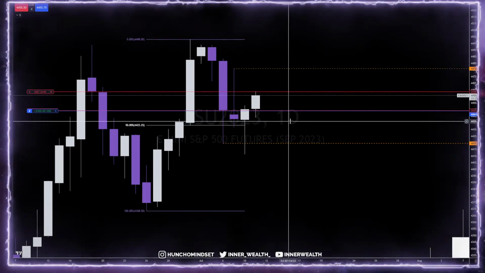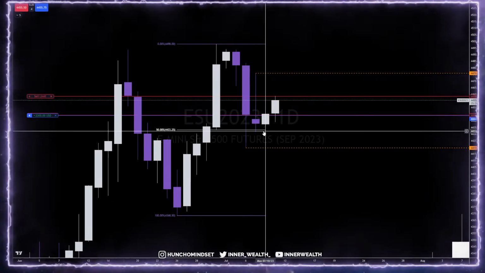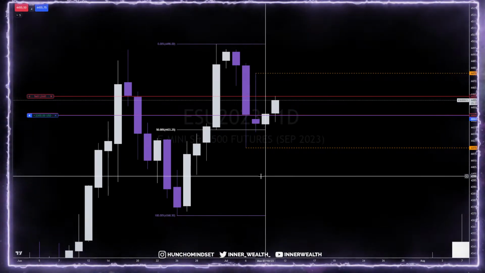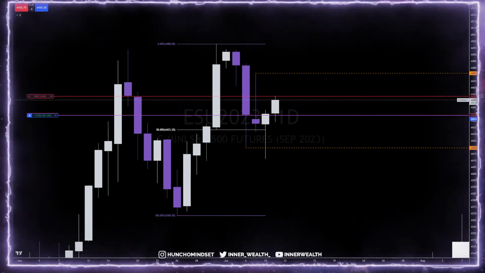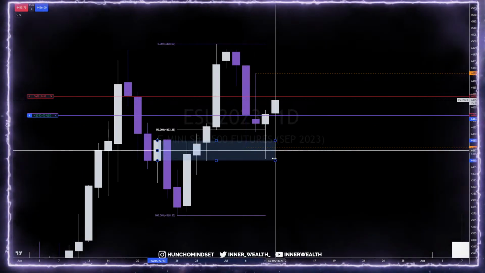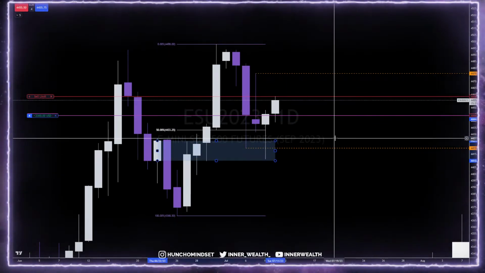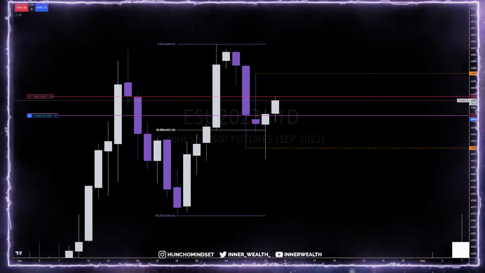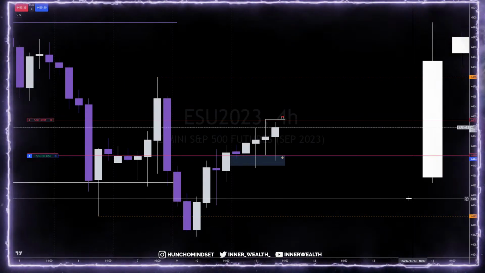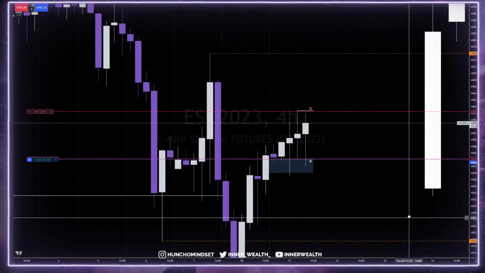Okay, internal liquidity. So now within the range, we came down to discount price action and this breaker right here on the left. Okay, beautiful price action delivery. Then you have the 4 hour. This is where the intraday liquidity begins.